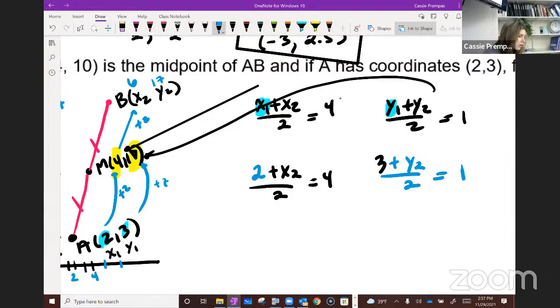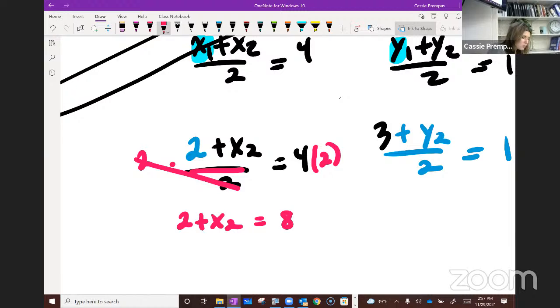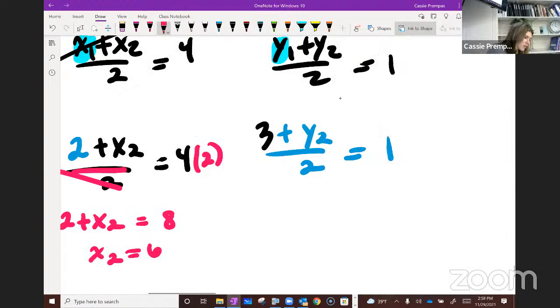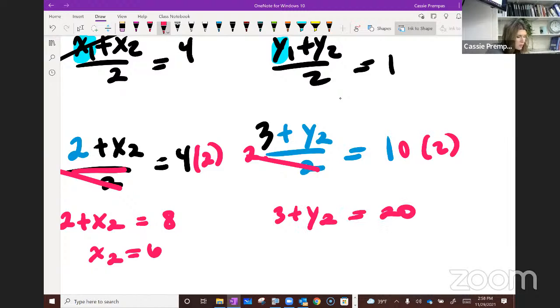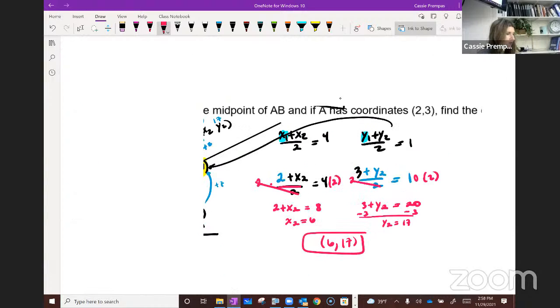And you would just solve, kind of go backwards. What undoes division? Multiplication. So we'd multiply by 2, and that would cancel. And we'd have 2 plus the second X coordinate has to equal 8. So subtract 2, and you'd get the second X coordinate has to equal 6. In a similar fashion, multiply the 10 by 2, and you get 3 plus your second Y coordinate has to equal 20. So subtract 3, and you would get that second Y coordinate has to equal 17. No matter which way you prefer, you do have to know that that missing coordinate would be at 6, 17.